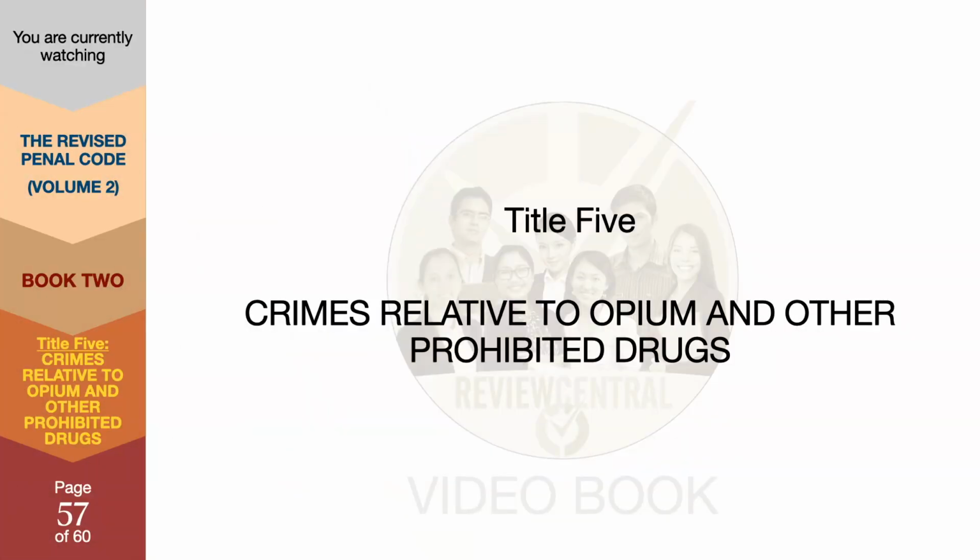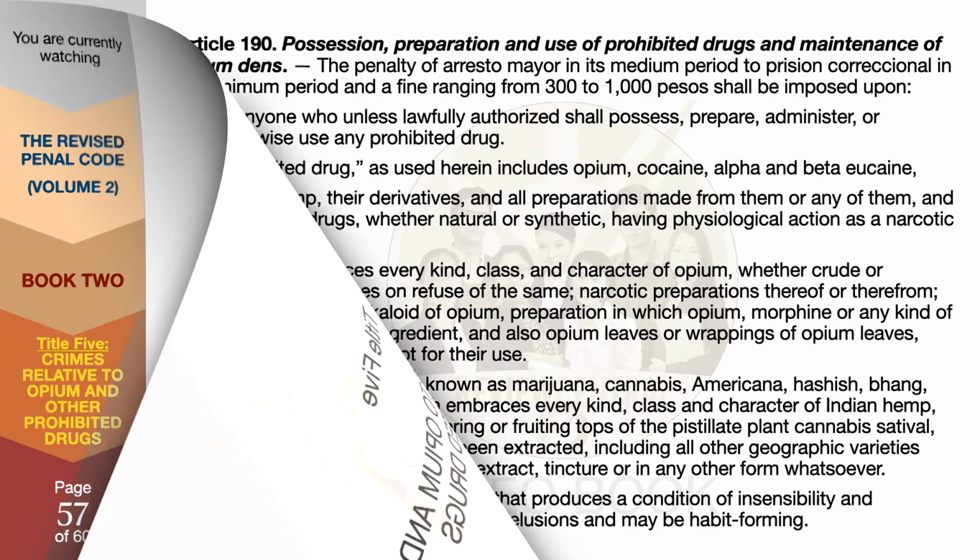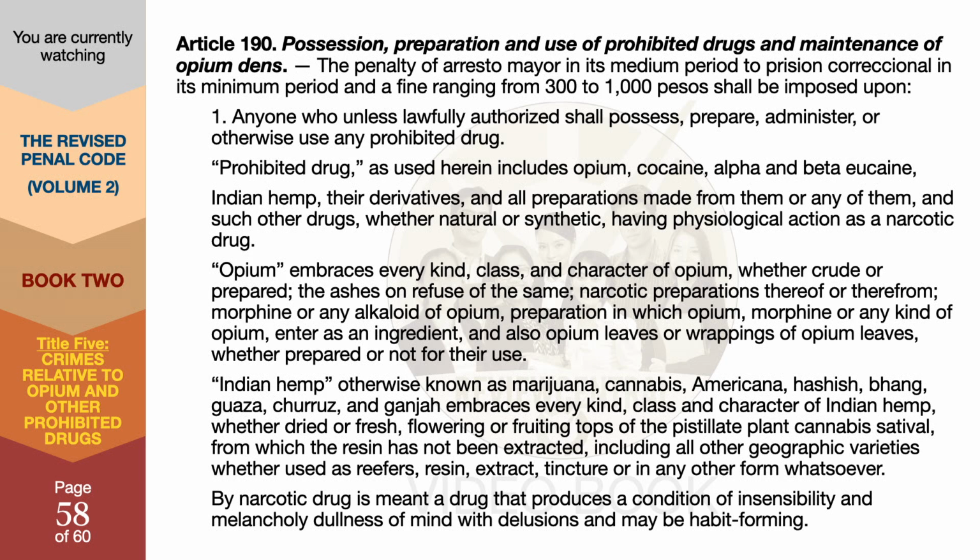Title 5. Crimes relative to opium and other prohibited drugs. Article 190. Possession, preparation and use of prohibited drugs and maintenance of opium dens. The penalty of arresto mayor in its medium period to prisión correccional in its minimum period and a fine ranging from 300 to 1,000 pesos shall be imposed upon 1. Anyone who, unless lawfully authorized, shall possess, prepare, administer, or otherwise use any prohibited drug.